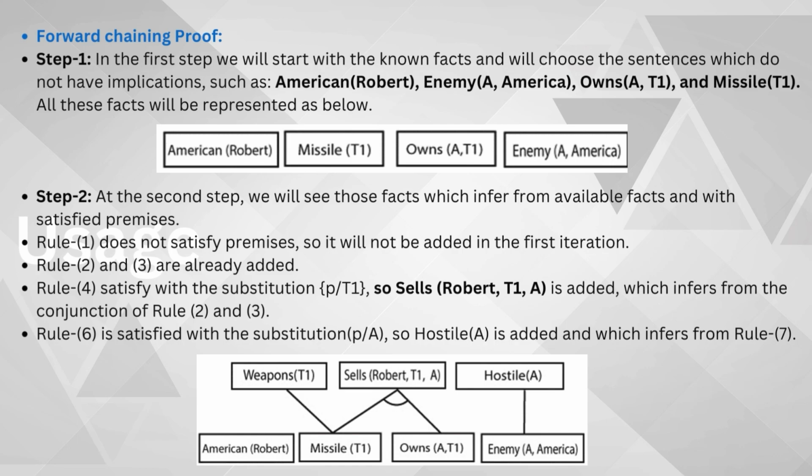Coming to rule number 6, this rule connects an enemy of America to being hostile. Since we know that country A is an enemy of America from the given set of facts, we can apply this rule to infer that A is hostile, that is, country A is hostile.